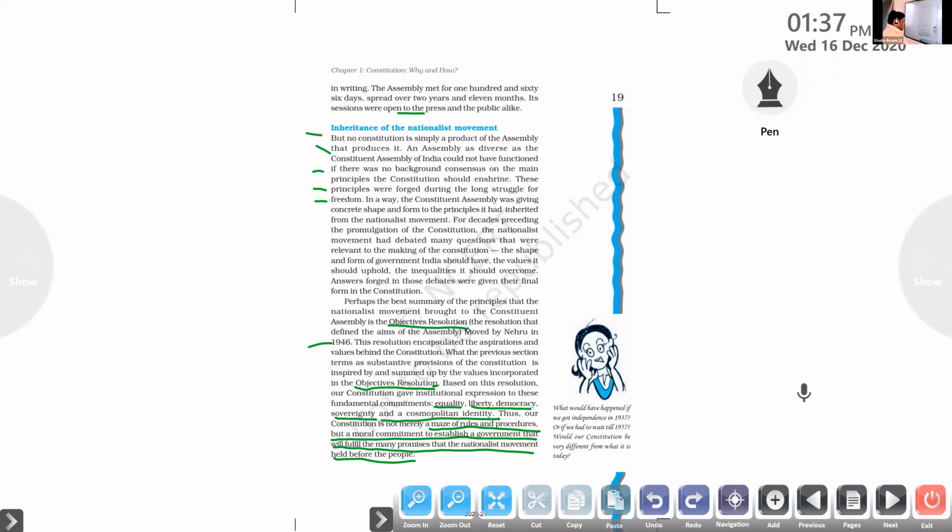People are expecting that, so it is the responsibility of the government to provide such things. So Nehru added this principle, this resolution, which is termed the Objectives Resolution. Let us make a short note on the Objectives Resolution by Jawaharlal Nehru. The Constituent Assembly accepted that and made provisions in the Constitution to provide these rights and values to the people, and as per that, the government is functioning. What are they? Equality, liberty, democracy, sovereignty, and citizenship.